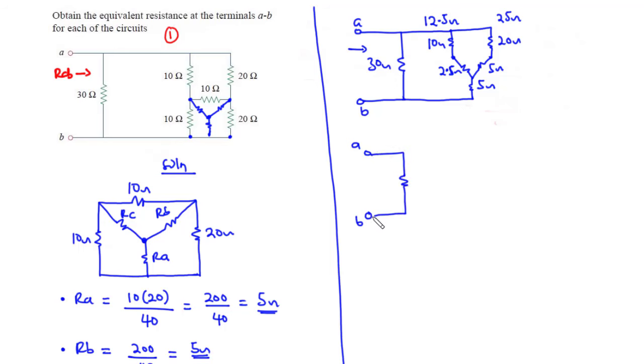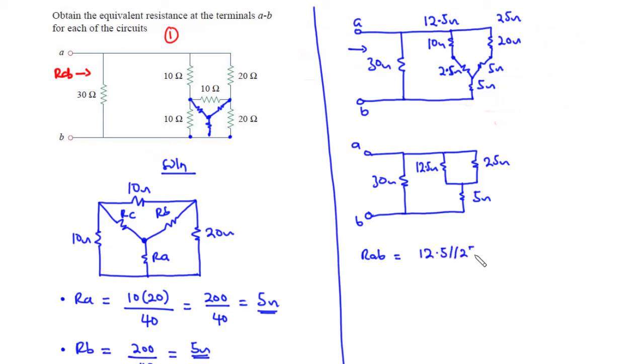So redrawing the circuit again, we have the two terminals A and B. We have the 30 ohms resistor. And then here we are going to have 12.5 in parallel with 25, and then the combination in series with RA, which is 5 ohms. So to find the total resistance or the equivalent resistance for this circuit, we have RAB equals, these two are in parallel, so that is 12.5 parallel 25, and then all of that in series with the 5 ohms, so plus 5, and then all of that in parallel with the 30 ohms resistor.